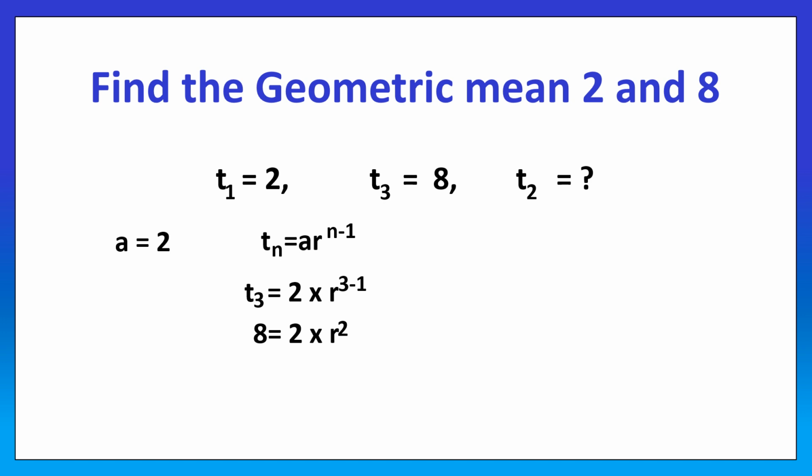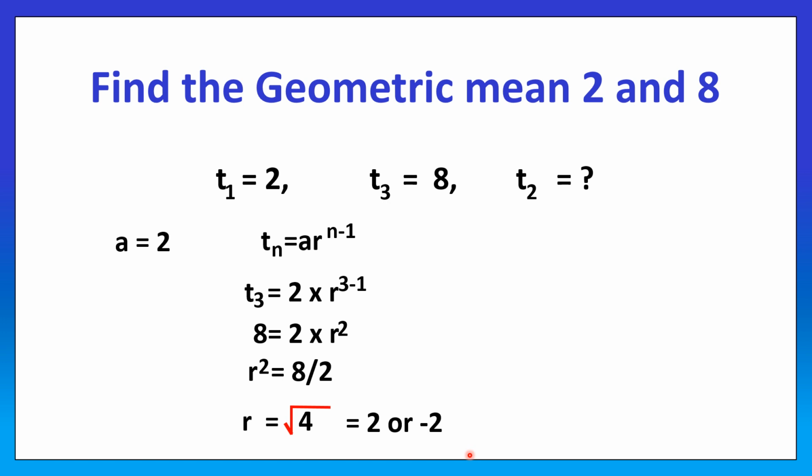So, 8 is equal to 2 into R raised to 3 minus 1. 3 minus 1 is 2, so 8 is equal to 2 into R square. Then R square is equal to 8 divided by 2, since this 2 is taken to the other side and divides the 8. Then R is equal to the square root of 4. That means R can be either plus 2 or minus 2, because when we take the square root, the number may be either positive or negative.